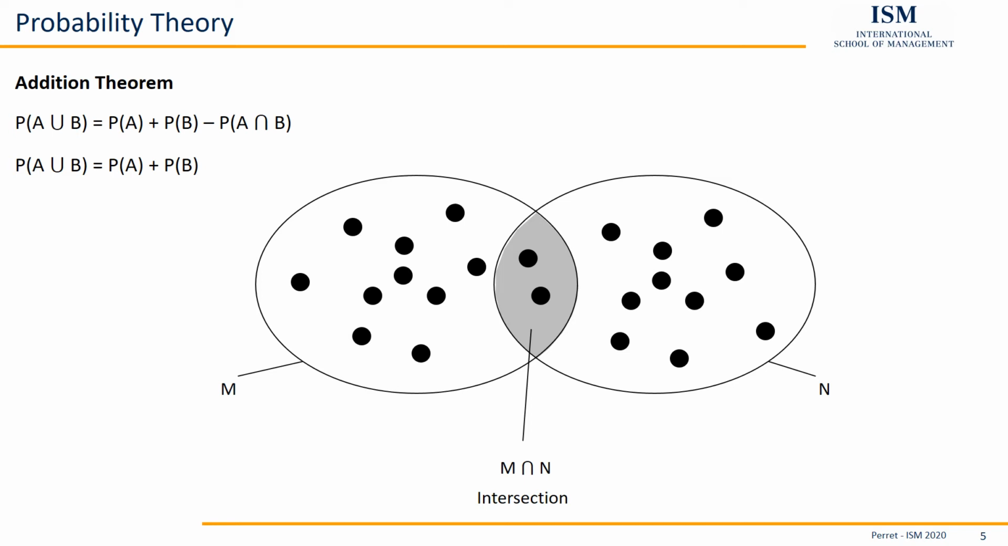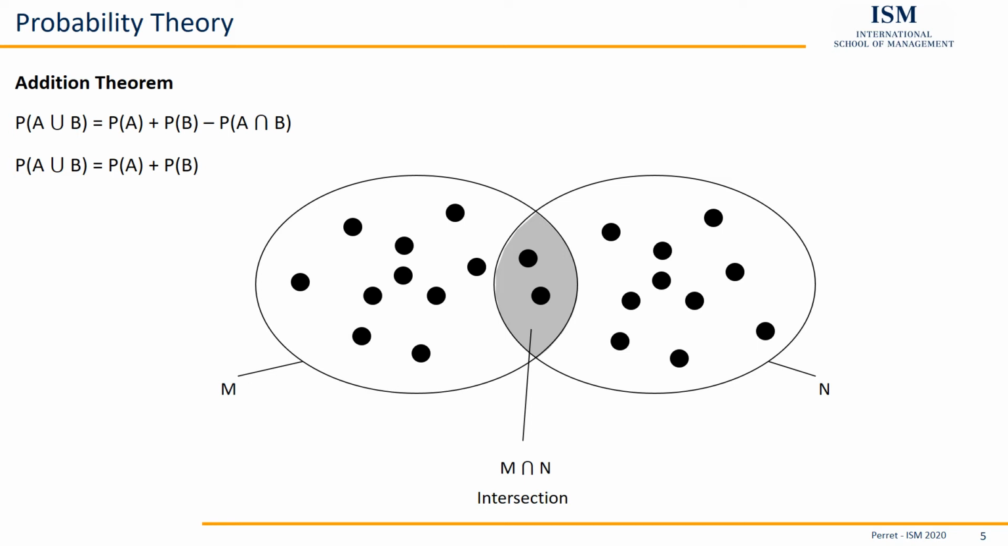What about the second one? Well, if the intersection is empty, and again, the intersection is empty if the two sets are so-called disjoint sets, or if the events represented by those sets have nothing to do with each other, so if they are stochastically independent, then the addition theorem simplifies to the probability of one event plus the probability of the second event. Well, that's relatively easy.